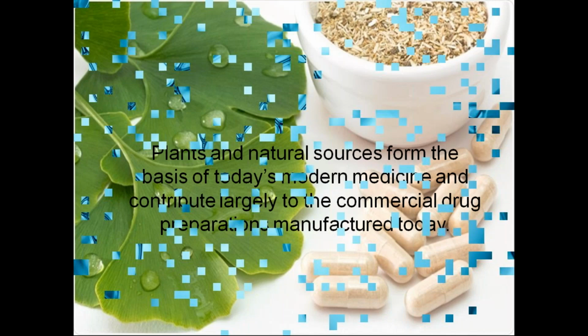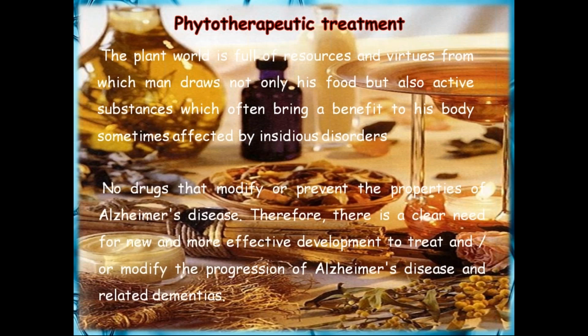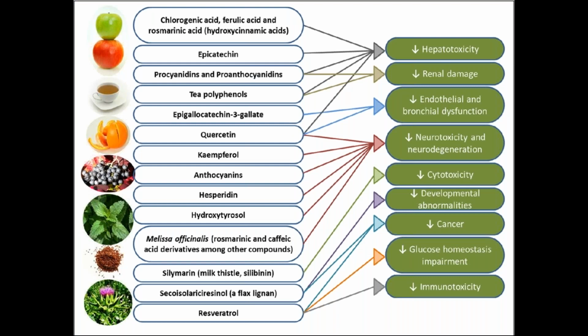I can remark that the plant world is full of precious virtues, from which man draws not only his food but also active substances. There is no drug that modifies or prevents the progression of Alzheimer's disease. Therefore, it is clear that we need new and more effective developments to treat or modify the progression of Alzheimer's disease. There are different biological activities and different effects of medicinal plants, such as hepatotoxicity, renal damage, cytotoxicity, cancer development, etc.